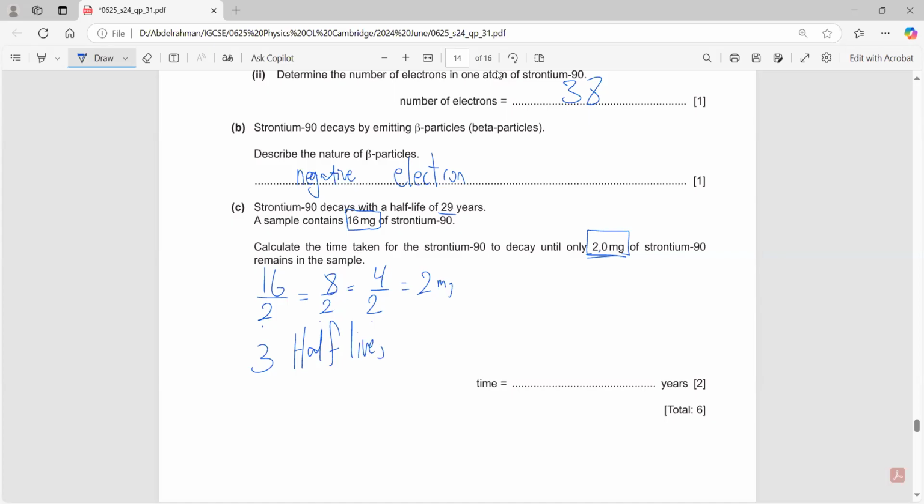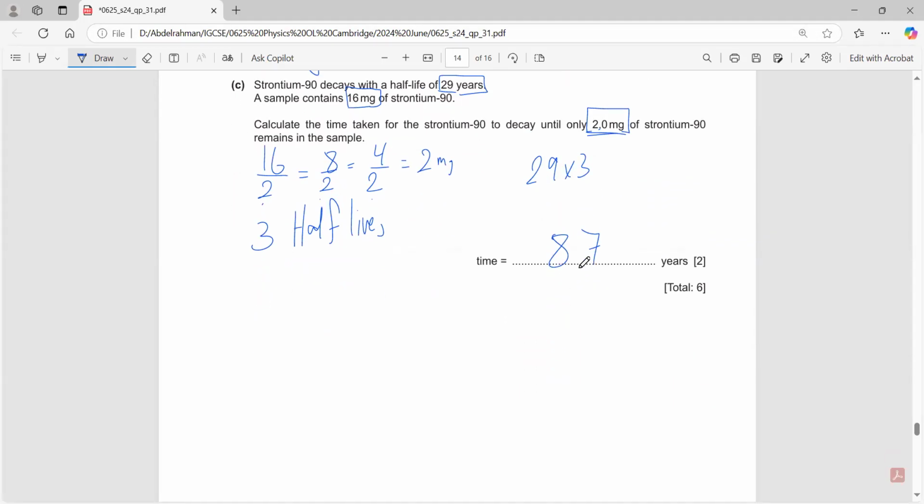If you think about it, 3 half-lives. Each half-life took how many years? Each half-life took 29 years. 29 times 3, that's all. That's the whole question. 29 times 3 is 87 years. If you want to think about it, let me quickly draw a table.